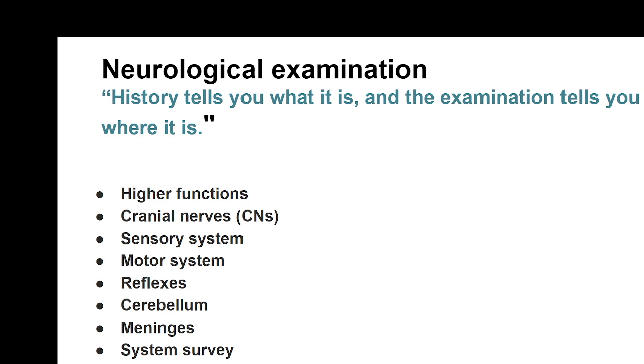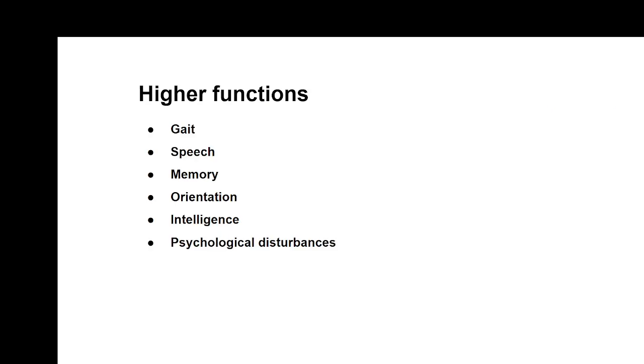Now, clinical examination of the nervous system is a bit different from the other systems because it has a very detailed approach. The approach is slightly different, and the primary approach to the examination of the nervous system would be under these heads: higher functions, cranial nerves, sensory system, motor system, reflexes, cerebral signs or cerebellar signs, meninges, and then there is a system survey. These are the steps in which we will discuss the neurological examination as such. Among the higher functions, the points which you have to note are the gait, speech pattern, memory, orientation, intelligence, and psychological disturbances.